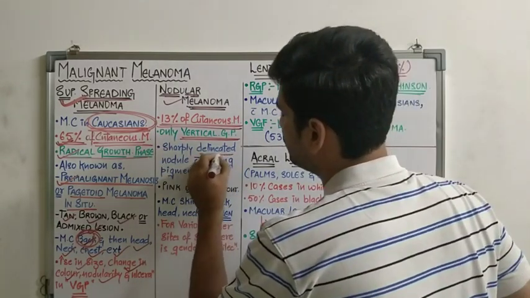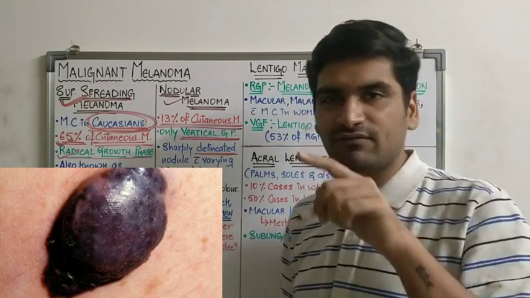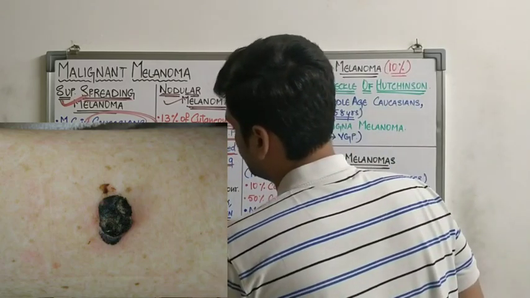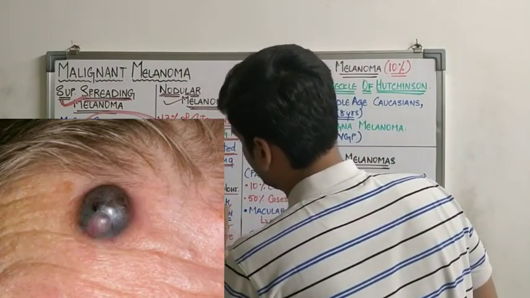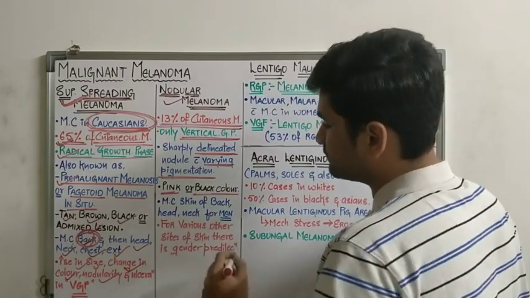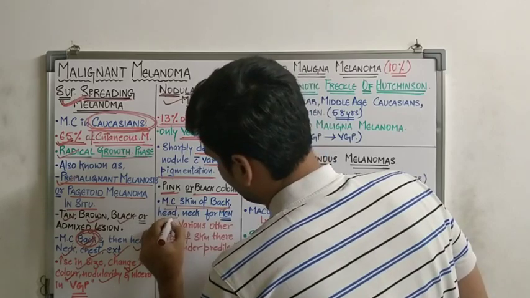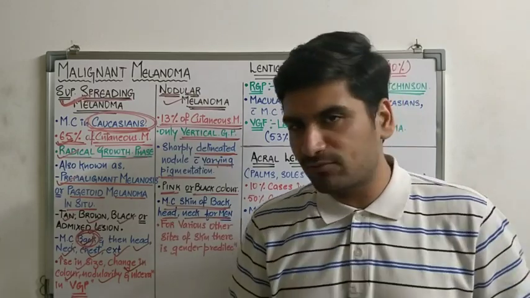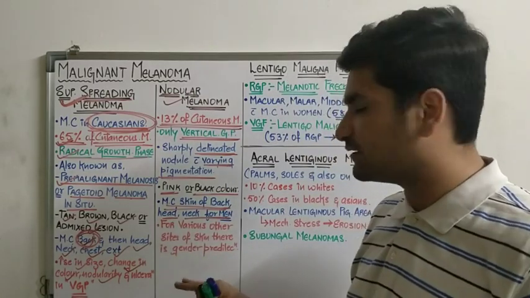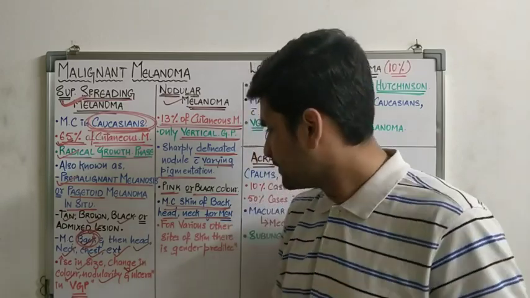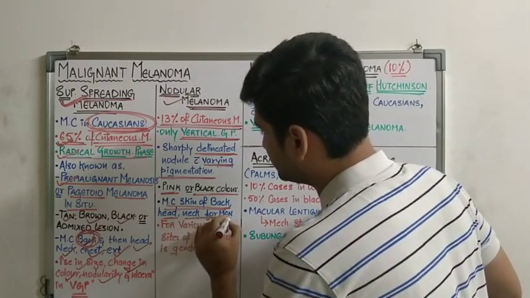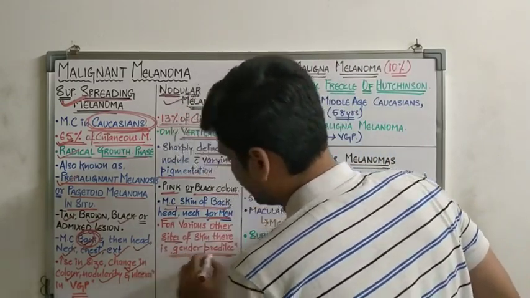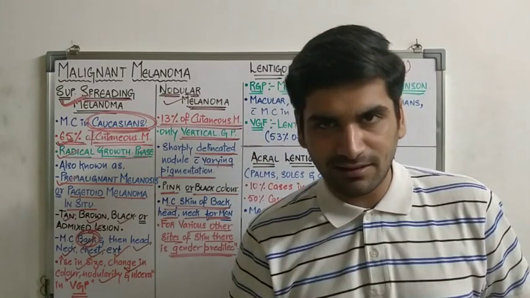They will have nodules which will be sharply delineated. That means you can very much identify a nodule which is well defined with varying pigmentation, colors of varying pigmentation like pink or black in color or mix of both the colors. Most common in skin of back, head and neck for men. Now regarding the site of occurrence of nodular melanoma, they are going to have gender predilection. Matlab there are various sites for different gender. For men, back, head and neck are considered to be the most common site, and for various sites of the skin there is gender predilection. So this is all about nodular melanoma.